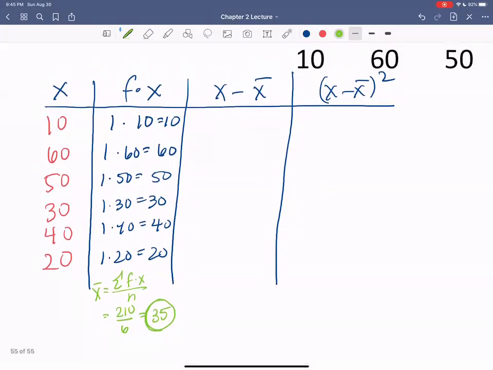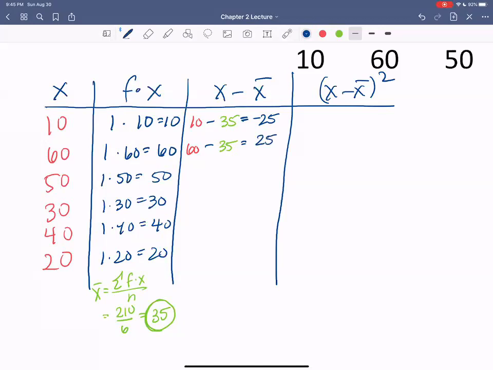Now we're going to take X in this next column, X in this case, which is 10. Now we're going to subtract the mean, which is 35. Let me try to give myself some more space here. So 10 minus 35, which is negative 25. And then we'll keep that pattern going. So this one is 60 minus 35, that's positive 25.